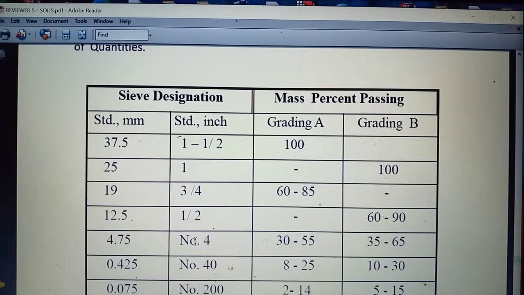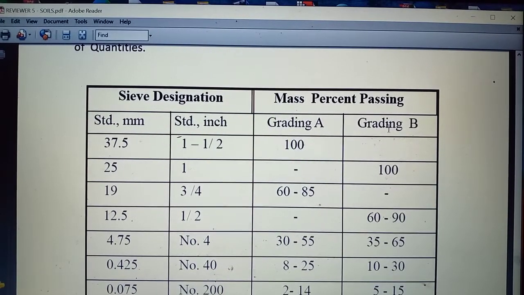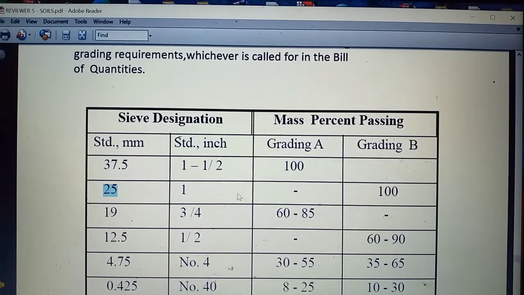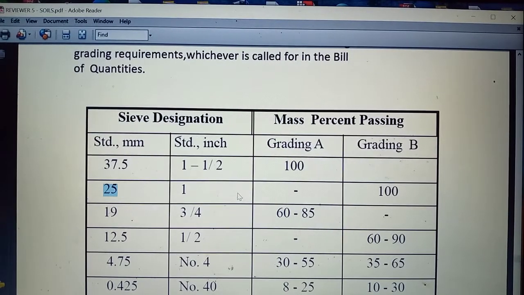Meron tayong dalawang uri niyan. Meron tayong grade A at meron tayong grading B. So, si grading A, nag-aalaw tayo na yung maximum size ng aggregates niya is 37.5. Kay grading B, 1 inch lang or 25 mm. Okay? See the difference. Okay? See the difference between sa base course, aggregate base course, and crushed aggregate base course.